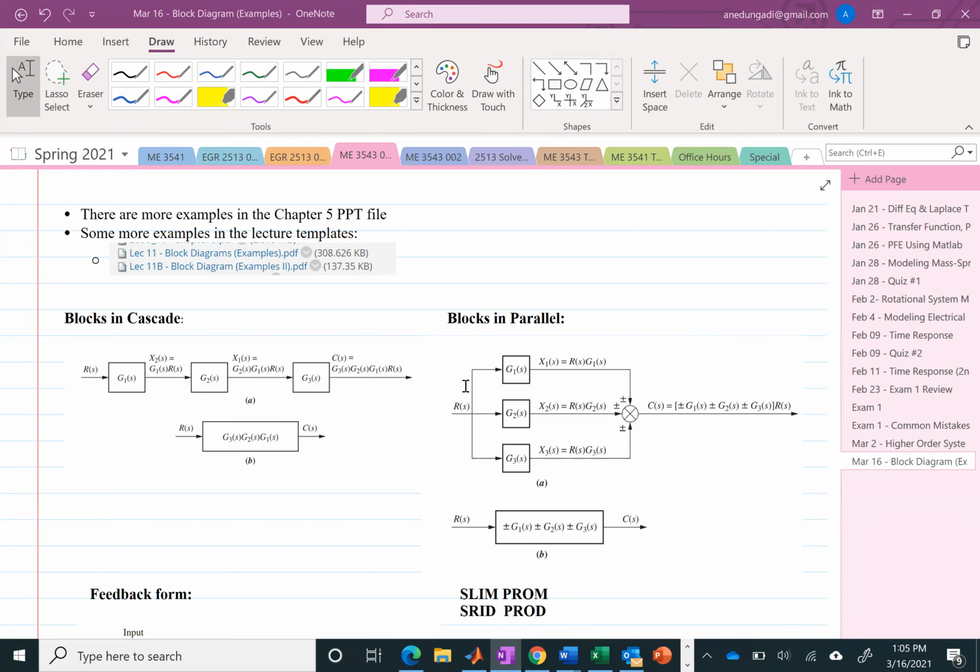That's what's important. Blocks in parallel. Remember the two rules for blocks to be in parallel. They must have the same input, and their output must end up in a summation block. Again, you cannot have something like this coming out and coming into a different transfer function. In that case, only G2 and G3 are parallel. G1 is not parallel to G2. Hopefully that's clear to everyone.